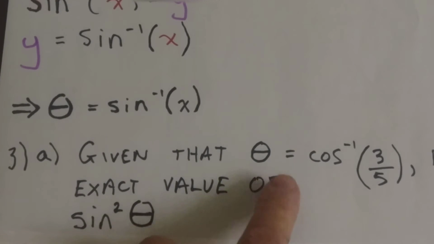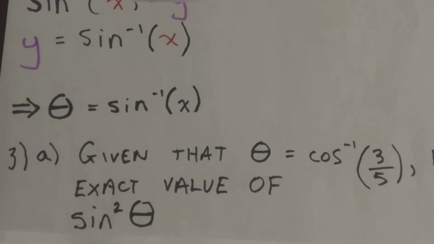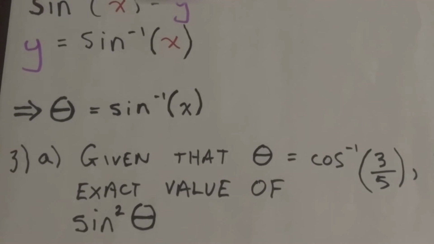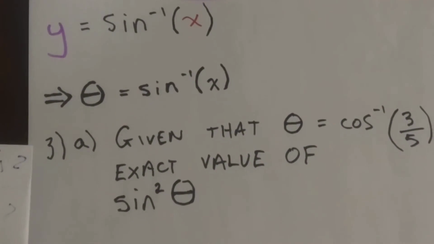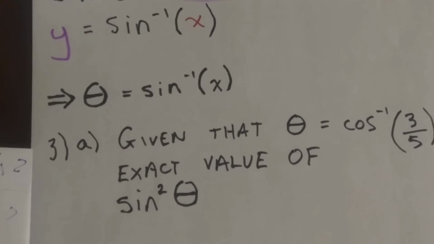Given that theta is equal to the arc cosine of 3 over 5, find the exact value of sine squared theta. So please try that on your own. I'll give you a hint. You want to draw a triangle first and determine what the sine is.